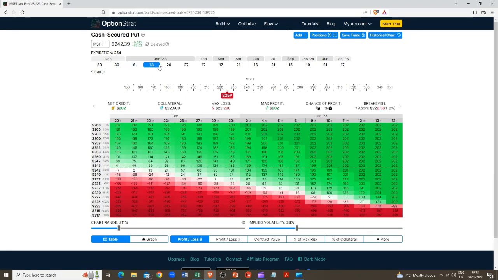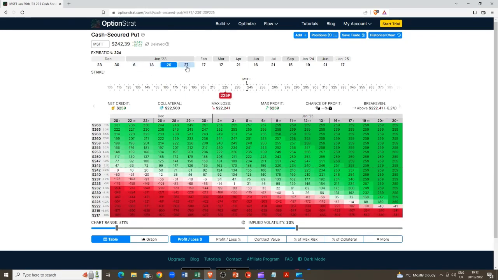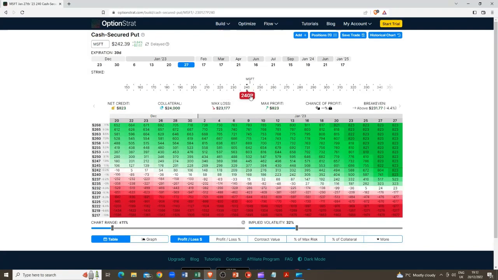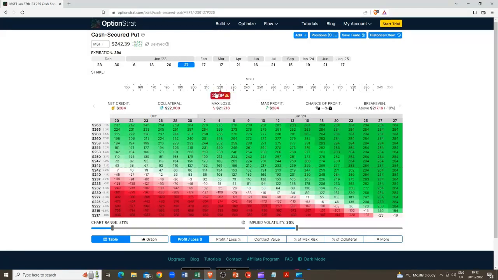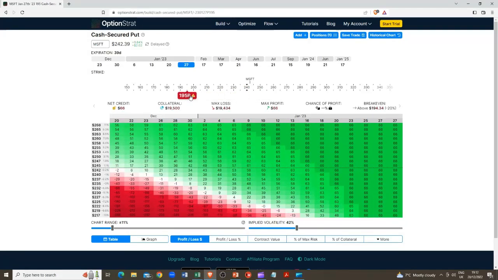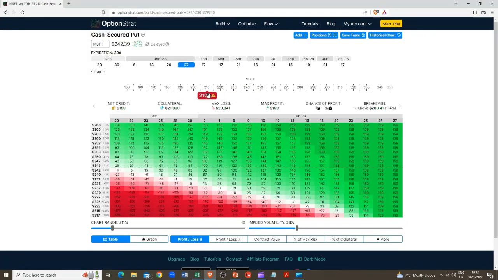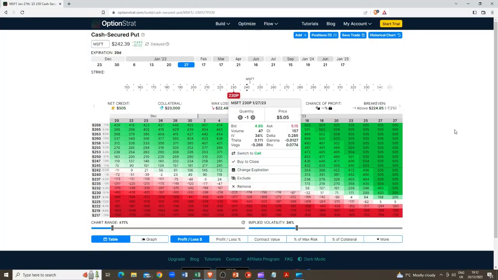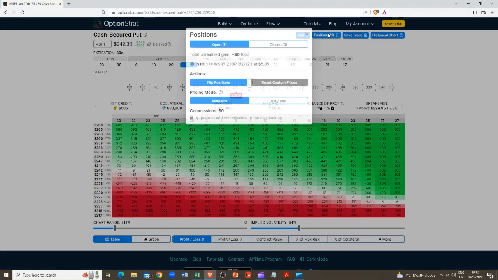You can pick different contract dates and it will change effectively what the parameters are and what kind of credit you should expect to receive. You can also drag the pointer to select different strike prices and the graph will change accordingly. And this helps you to be able to visualize how you want to execute on this particular strategy.